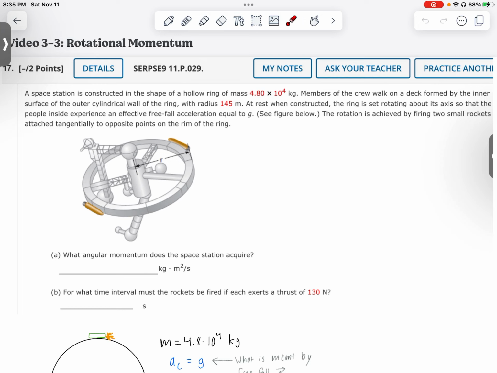A space station is constructed in the shape of a hollow ring of mass 4.8 times 10 to the fourth kilogram. Members of the crew walk on a deck formed by the inner surface of the outer cylindrical wall of the ring with a radius of 145 meters. At rest, when constructed, the ring is set rotating about its axis so the people inside experience an effective free-fall acceleration equal to g. So I believe when they say at rest when constructed, they mean rotating at a constant speed.